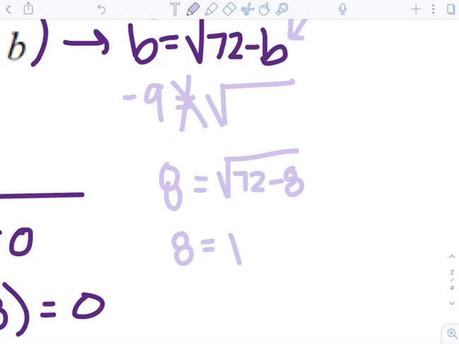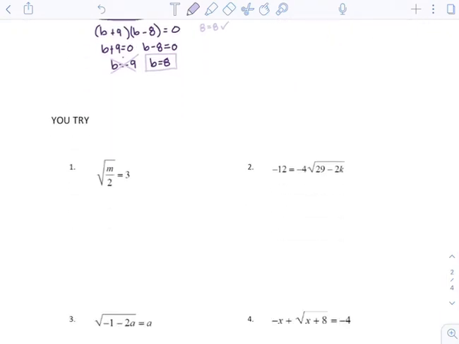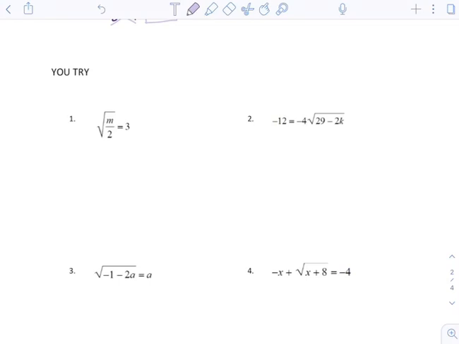So 8 equals the square root of 64, the square root of 64 equals 8. So like I said, it's going to work no matter what. Okay. You could go ahead and do the you-tries, but if you are, I recommend just doing 1 through 3 and then come back. And I'm going to explain how to do 4 because that one's a little bit different. You're going to see that on your homework.